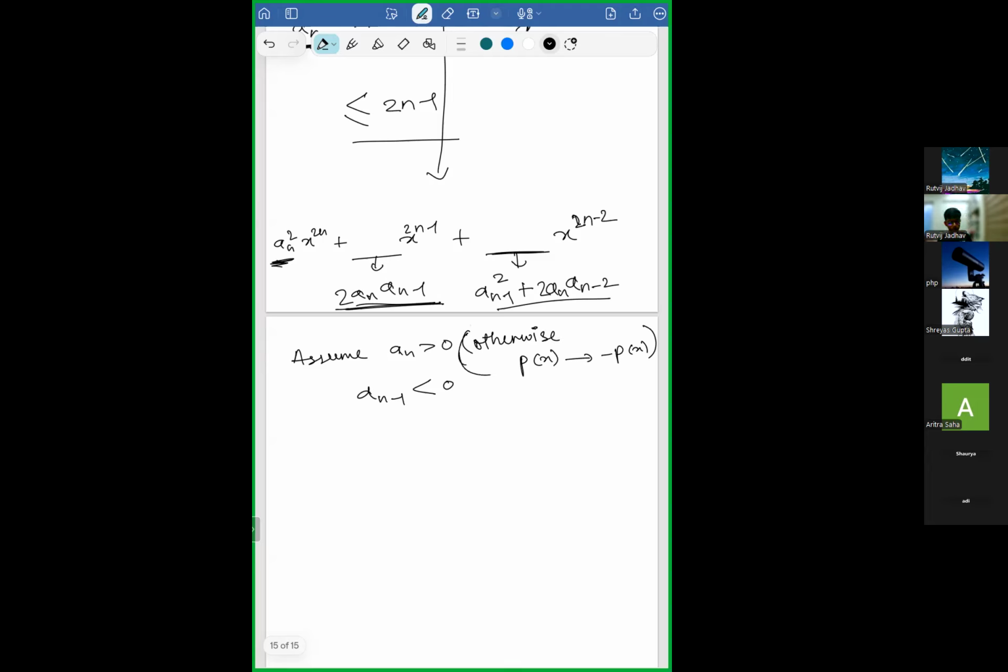So now consider the coefficient of x raised to 2n minus 1. So it is 2 an minus 1, right? And we want to see if 2n minus 1 is possible. To see if this is possible, we assume that it is possible.